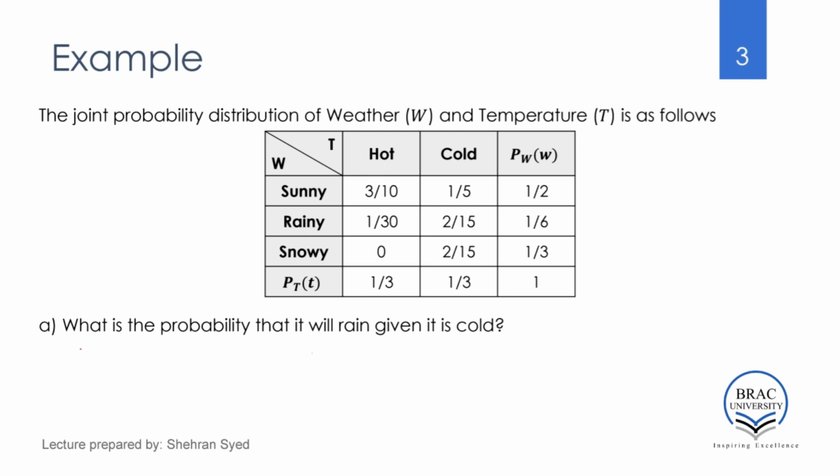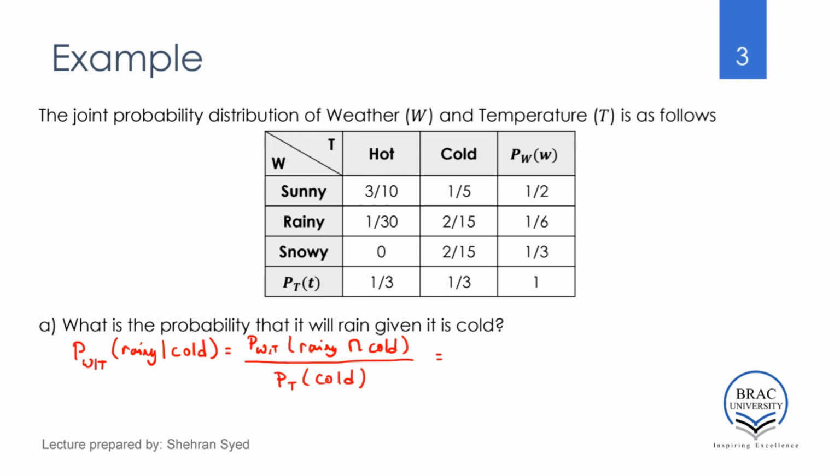We are being asked, what will be the conditional probability of the weather being rainy given that the temperature is cold? So, from the definition of conditional probability that we just saw, we know that this is defined as the probability of it being rainy and cold divided by the probability of the temperature being cold.